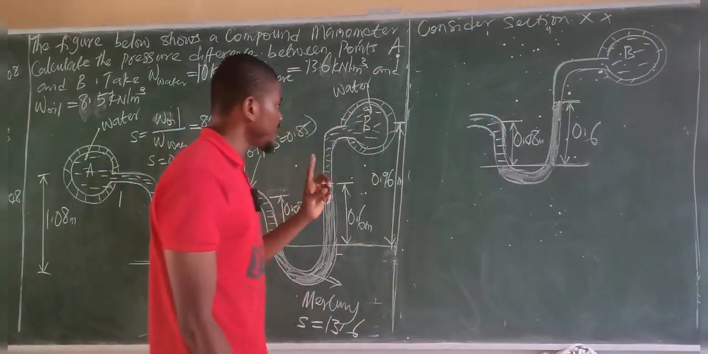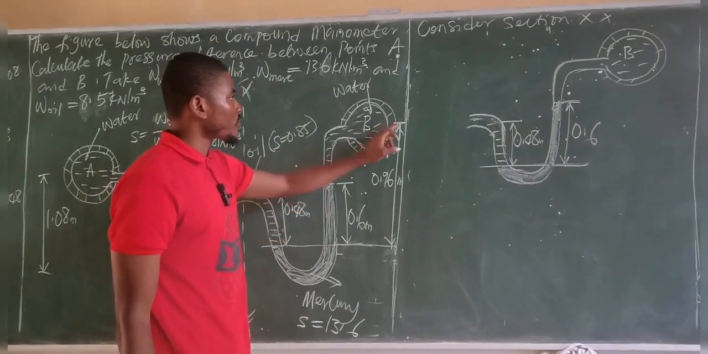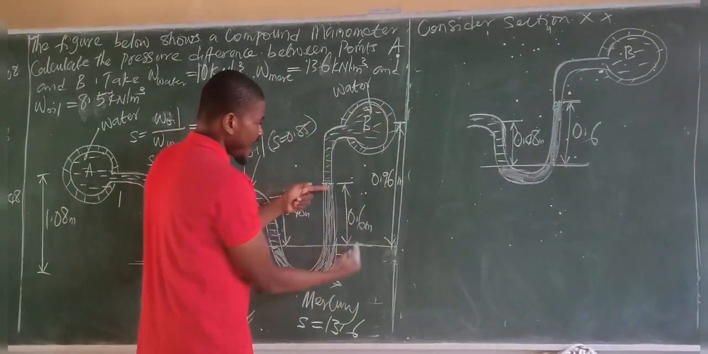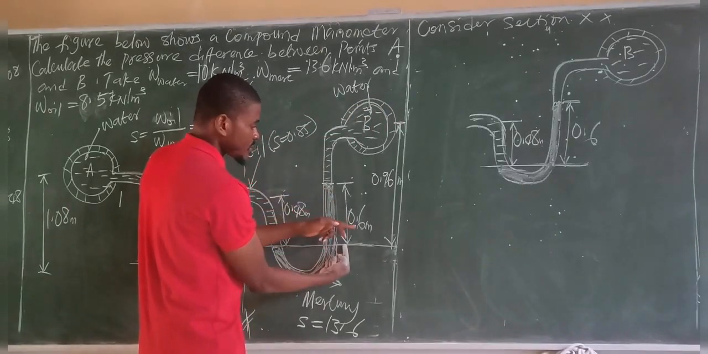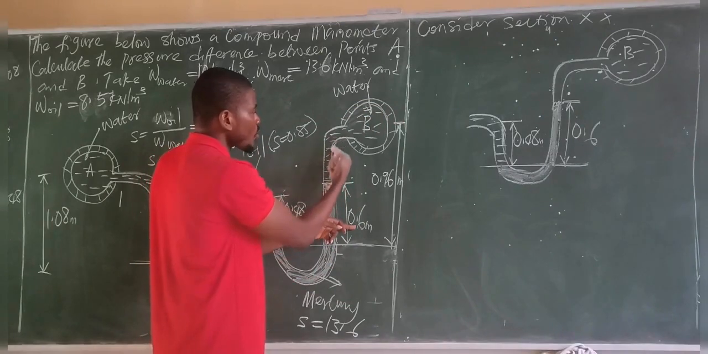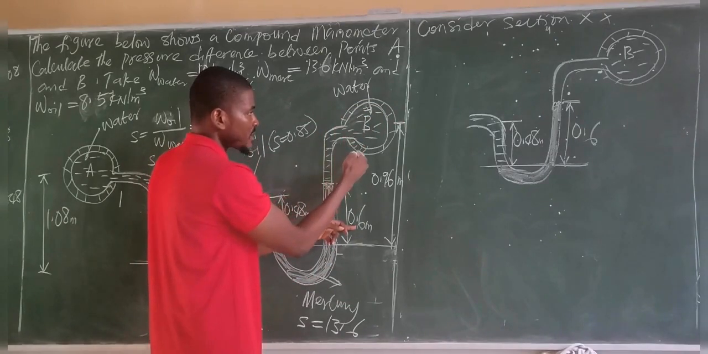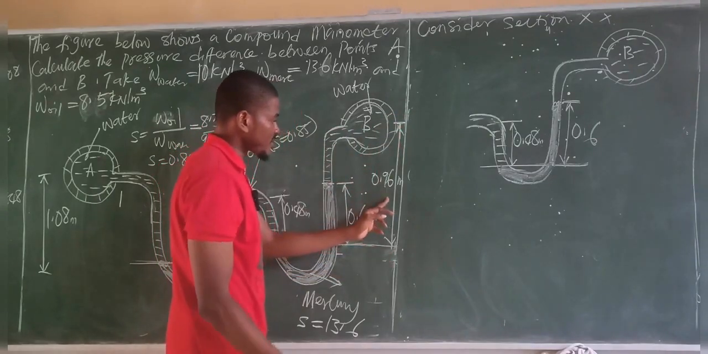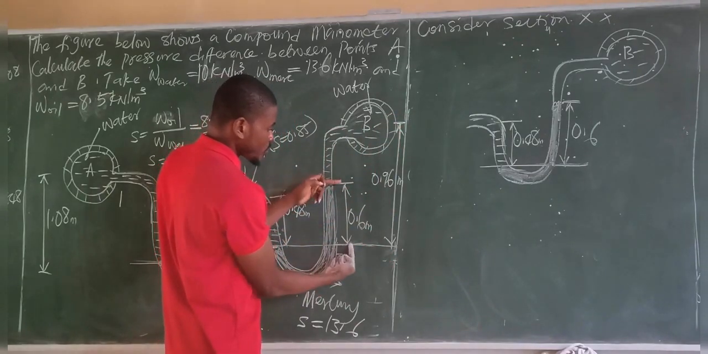But not forgetting, the height of the oil from here down to this point was given as 0.96, and the height of mercury from this point to this point is given as 0.6. So which means we need to find the height of what? This water in pipe B. The height of the water from point B down to this point is given as 0.96, and the height of mercury from here to this point is 0.6.